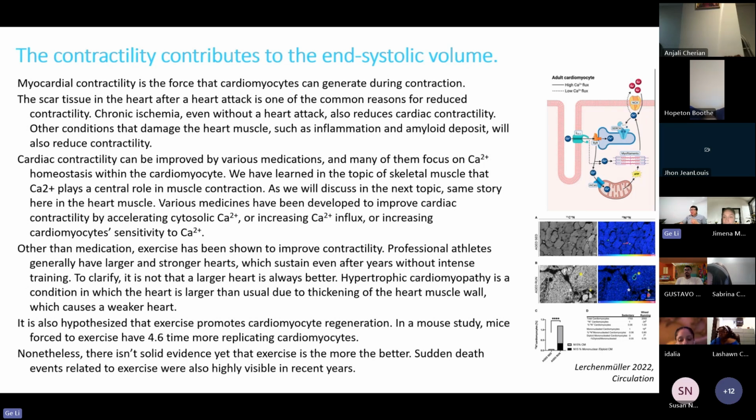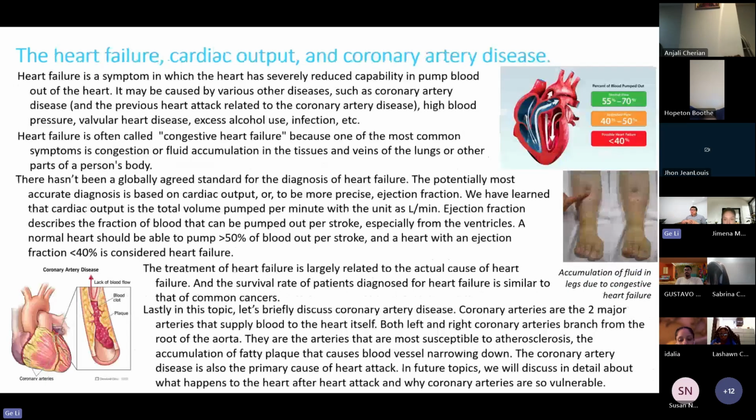There's no renewal. And when the body loses enough heart muscle, the heart can no longer contract strongly enough, and we call this heart failure. In most cases, heart failure is when the heart does not have enough contractility. So what's the standard of heart failure?